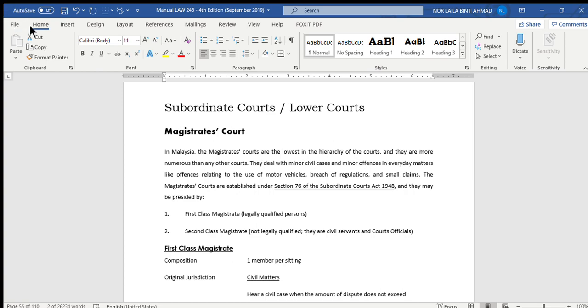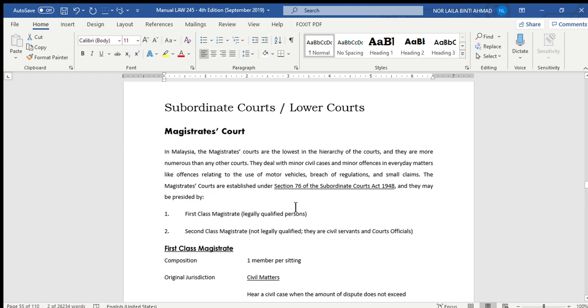Okay, the first type of subordinate courts in Malaysia is known as magistrate courts. Magistrate courts are the lowest in the hierarchy of the courts, and they are more numerous than any other courts. They deal with minor civil cases and minor offences in everyday matters, like offences relating to the use of motor vehicles, a breach of regulation, and small claims. And don't be surprised that we also have a small claims court in Malaysia.